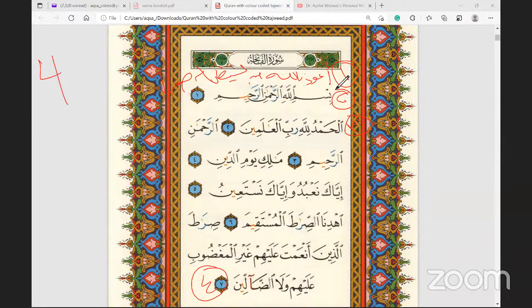Let's put in a number of different rules. I can add 1 and 2 and stop. We're talking about this one and this one. So I can say A'udhu billahi minash shaytanir rajim, and I can also stop at 1. Bismillahir rahmanir rahim, I can stop at 1, and then stop at 2. I can also combine 1 and 2 together.